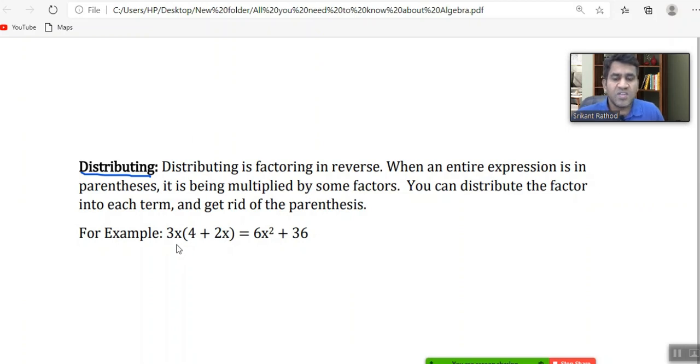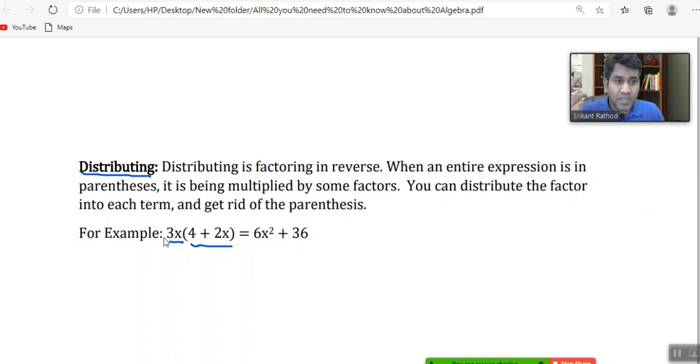So let's consider an example here. 3x is the term which I have considered as factored out, and I have to multiply this 3x to the expression which is kept in a bracket. When you multiply 3x to this expression, remember that the 3x should be multiplied to each term in the bracket.